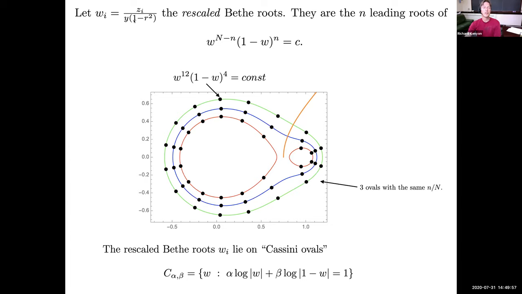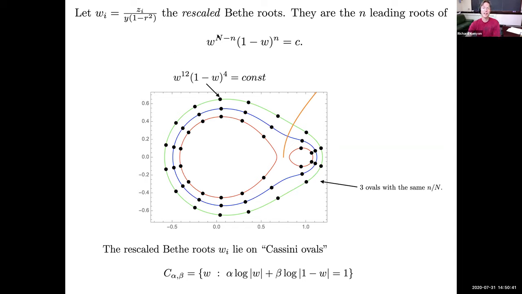So in fact, it's easier if I rescale the roots just for convenience. Let w be z divided by these constants. Remember, little y is just e to the capital Y, and r is just our constant r. So those are just constants, and I'm just going to rescale them. And then the w_i satisfy this very simple looking polynomial equation: w to the capital N minus little n, times one minus w to the n, equals a constant c. A priori, we don't know what this constant is, but it's going to end up being some function of all our parameters. After we do the calculation, we'll be able to figure out what c is.